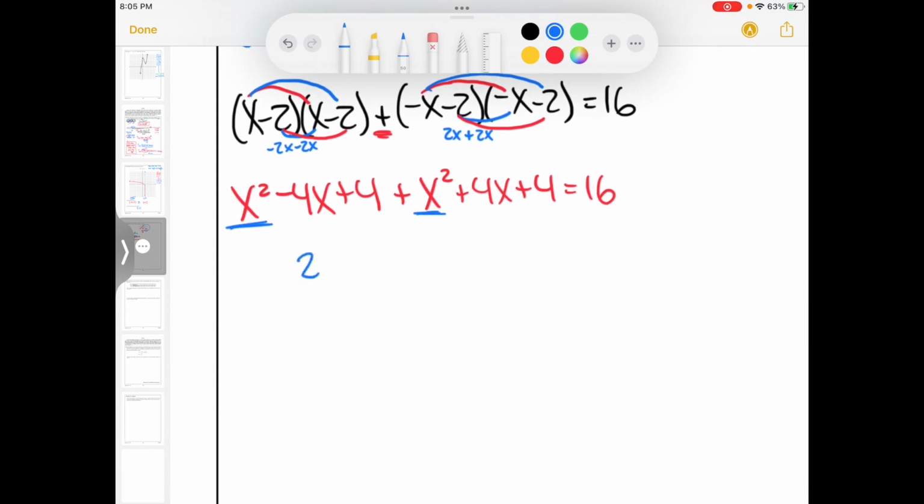So now I'm going to combine my like terms. I have an x squared and an x squared. That'll get me 2x squared. When I combine my x's, a negative 4x and a positive 4x cancel each other out, so those are gone. And then a positive 4 and a positive 4 is going to be a plus 8. So that equals 16.